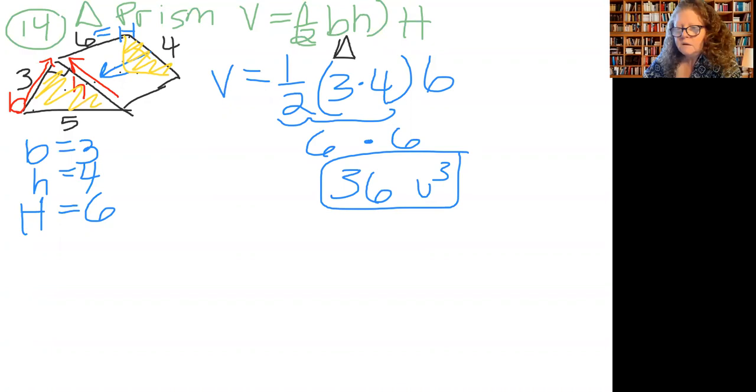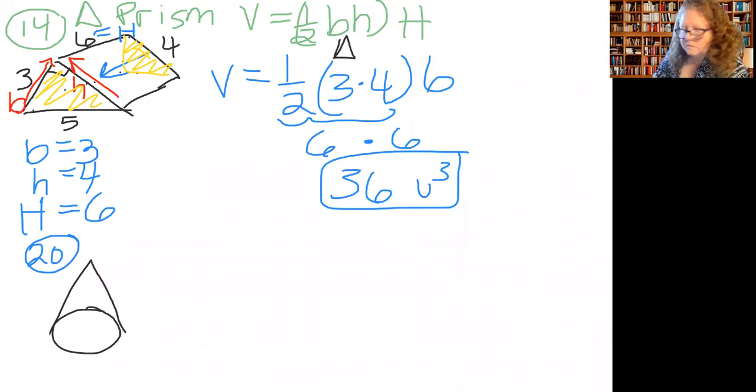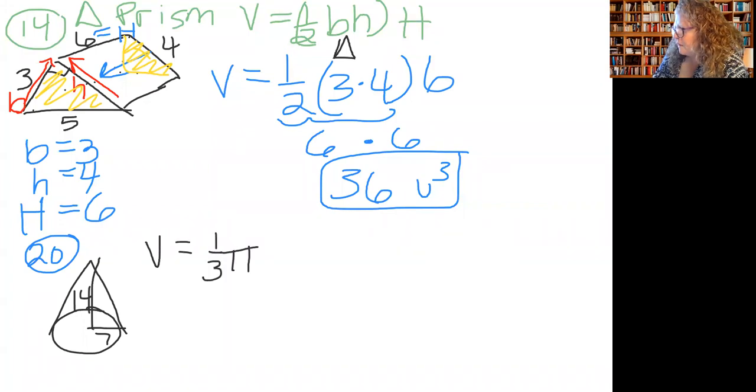Okay. So we kind of ran out of time. Let's do one quick cone problem, like number 20. Here's your cone. This time the radius is 7 and the height is 14. The volume is equal to 1/3 pi 7 squared times 14.